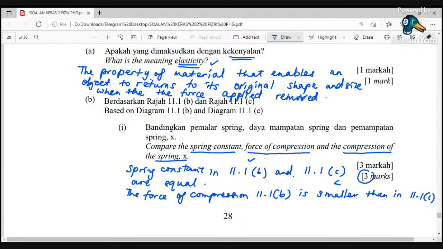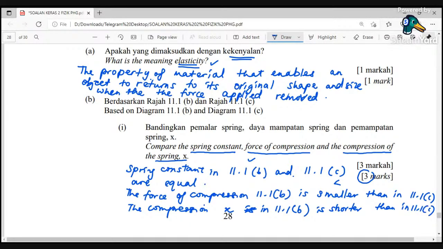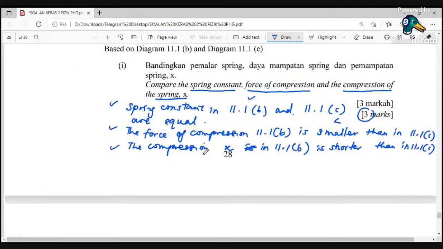Okay. Compression X in 11.1 B is shorter than in 11.1 C. Saya mula B semua, saya start dengan B. So dapat 3 markah comparison. Tak ada masalah nak buat point-point.